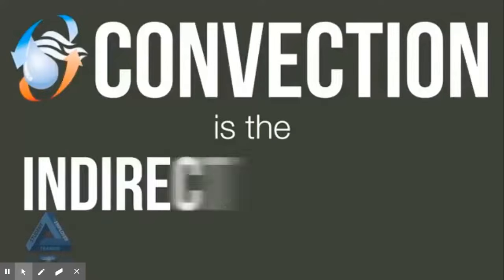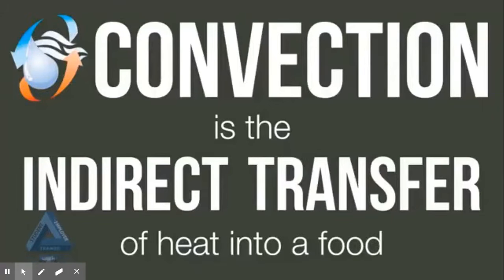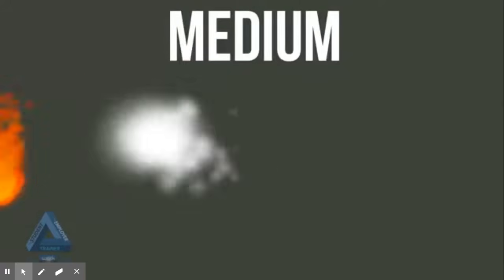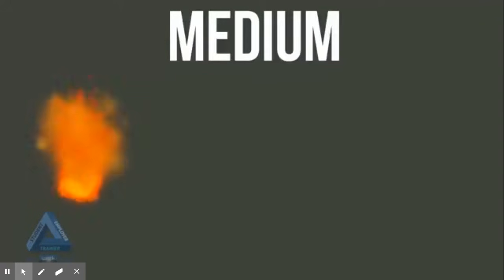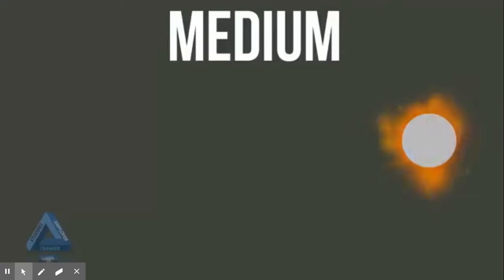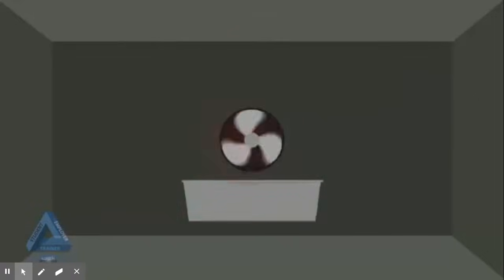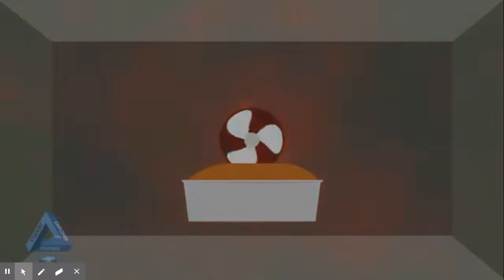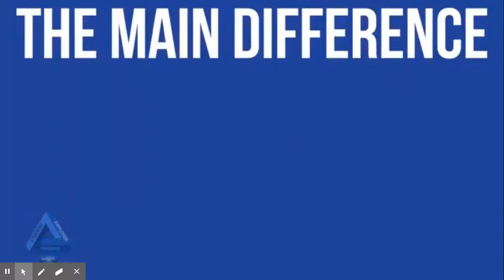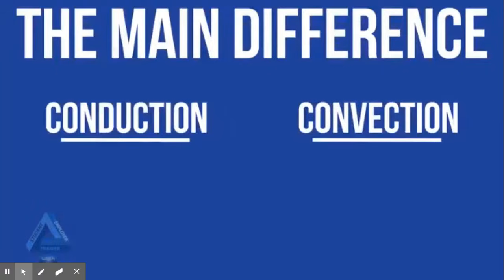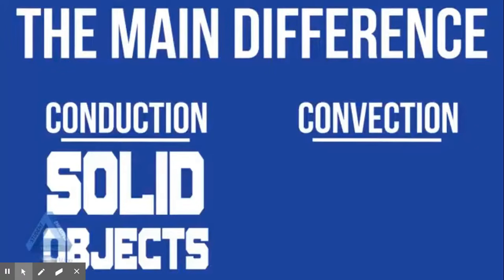Convection is the indirect transfer of heat into a food through a medium. A medium is something that transfers the energy from the heat source into itself and then passes it onto the food. This is usually air, water, or oil. An oven heats the air inside it. The air then transfers the heat into the food. The main difference between conduction and convection is that conduction transfers heat through solid objects, while convection transfers heat through a liquid or gas.